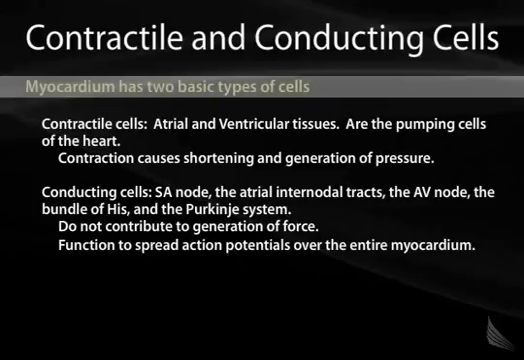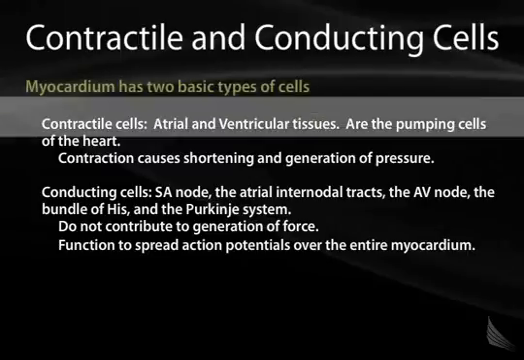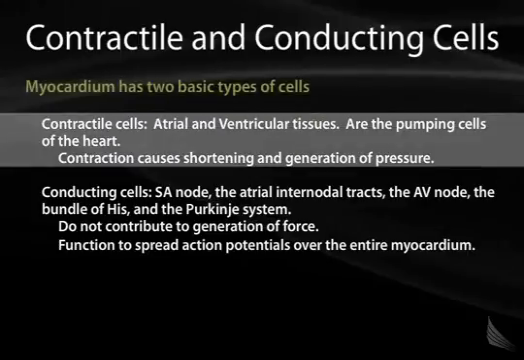The myocardium, or the heart muscle, has two basic types of cells. Contractile cells, which are muscle cells, have a high amount of actin and myosin. These are atrial and ventricular tissues. They're the pumping cells of the heart. The contraction causes the shortening and the generation of pressure.